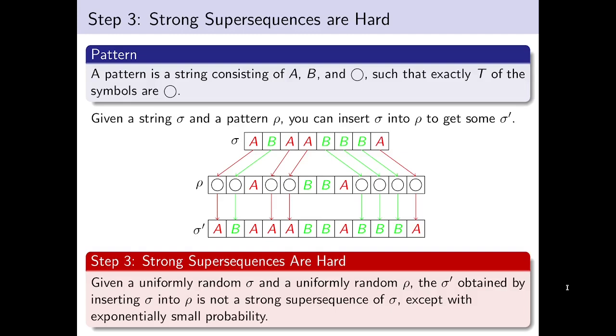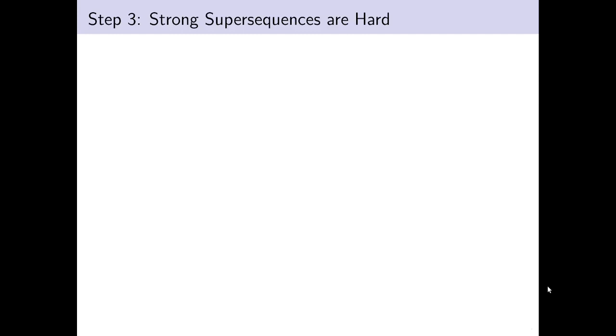Why is this useful? Because then we can simply take a union bound over all possible rows and show that all such sigma primes are not a strong supersequence of sigma, except with some probability less than 1, which concludes the proof that we want. So how do we go about showing this?